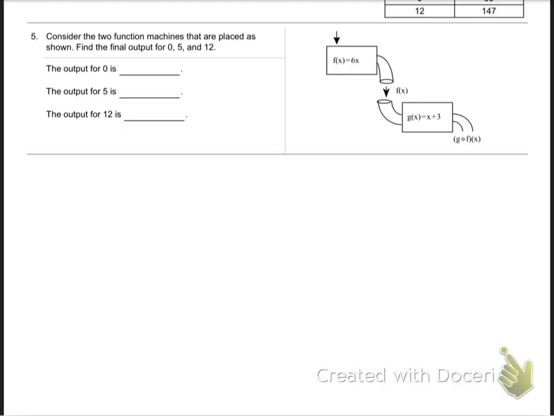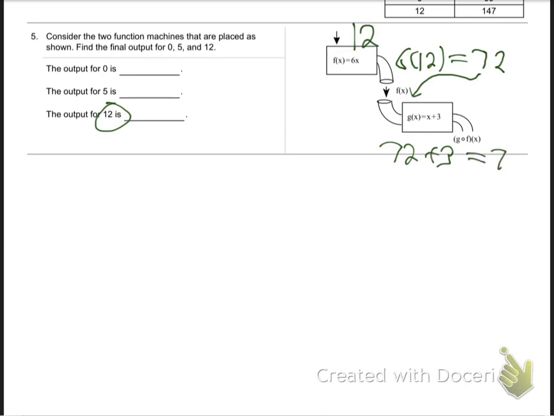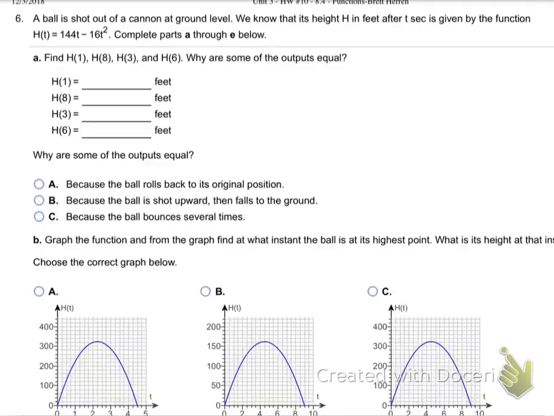Let's do one more. The last one here. Put in 12. 6 times 12 is 72. 72 goes in here, and then you add 3. 75. There we go.